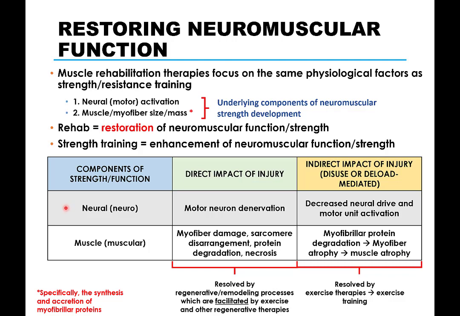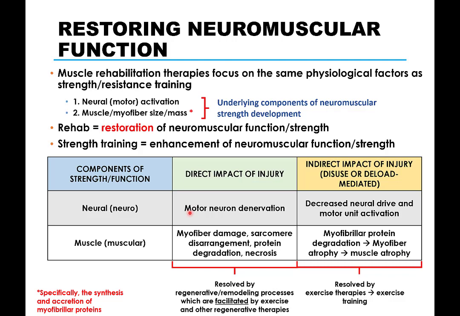So starting with the neural component of muscle function, the direct impact of injury is motor neuron denervation, which we discussed in the prior two lectures. Denervation occurs when the neuromuscular junction is damaged along with the muscle fibers. Just as a reminder, the neuromuscular junction is simply the connection between the motor neuron and the muscle fiber, and is the area of neurotransmission between the neuron and the fibers.